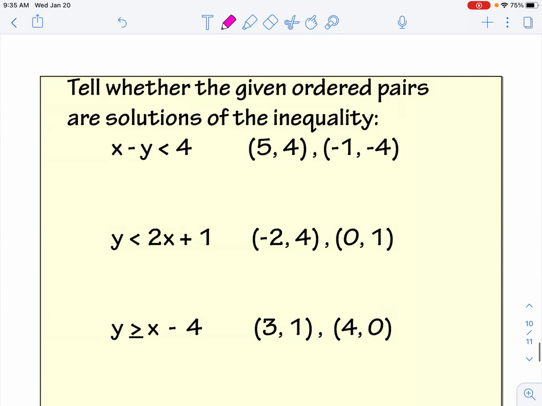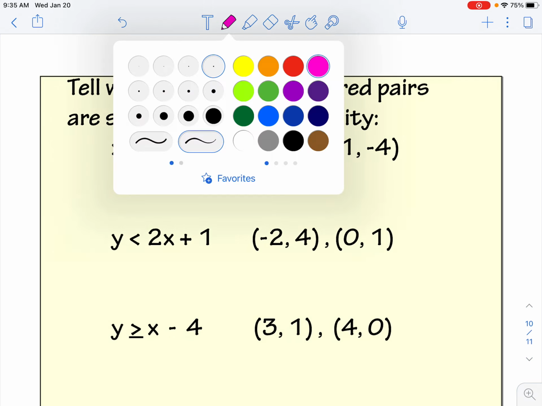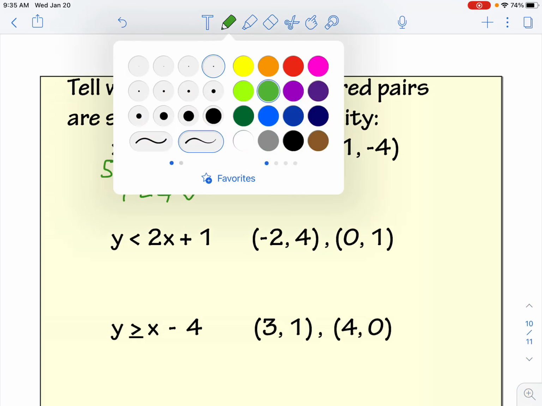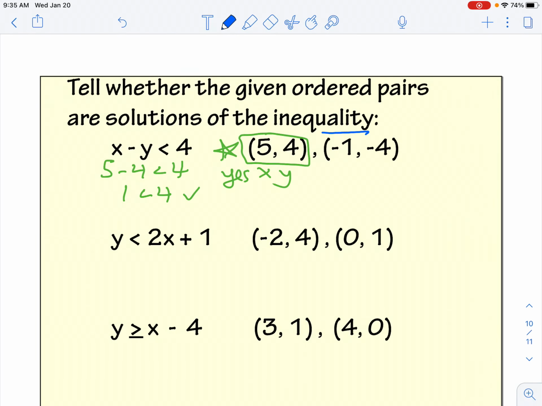All right, so let's take a look at these. We want to determine whether this ordered pair right here is a solution. So to do that, I take the x value and plug it in for x, the y value and plug it in for y, and I see if it's true. So 5 minus 4 is 1. Is 1 less than 4? Yes. So yes, this is a solution.